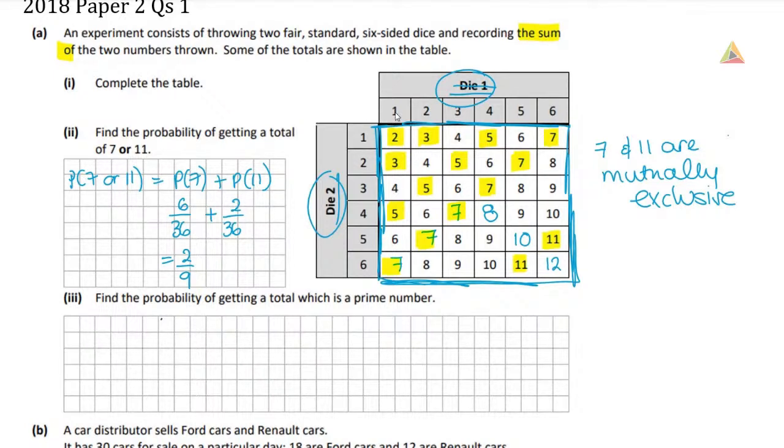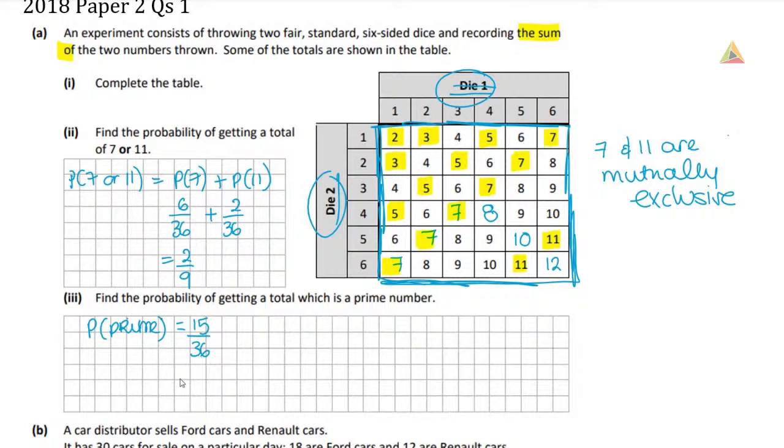Now you'll notice that I didn't highlight anything up here at the top under die 1 or anything here on the side under die 2. They're not part of my sample space, so they're not part of my possible outcomes. It's only these ones in here. So we have 1, 2, 3, 4, 5, 6, 7, 8, 9, 10, 11, 12, 13, 14, 15 prime numbers. So the probability of getting a prime number is 15 out of 36.